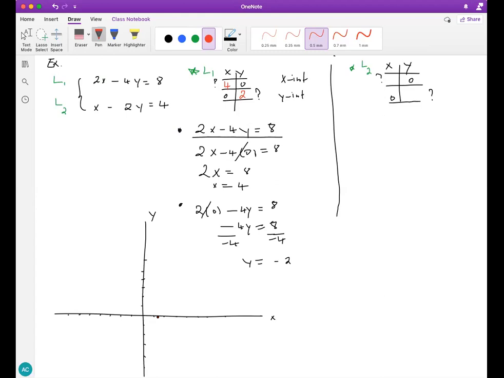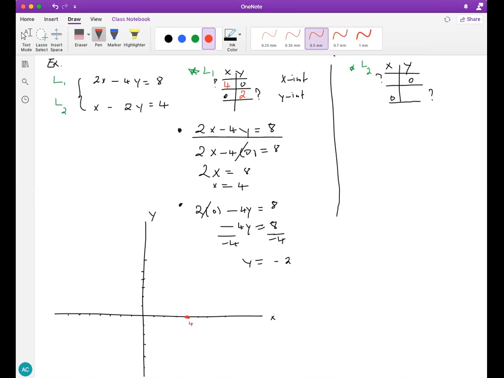x is 4. Okay, you start from x equals 4, which is approximately here, and then we stay here because the y is 0. Usually if the y is positive, we go up. If it's negative, we go down, but it's 0, so we stay right here. So that's our first point of this line, 4, 0.